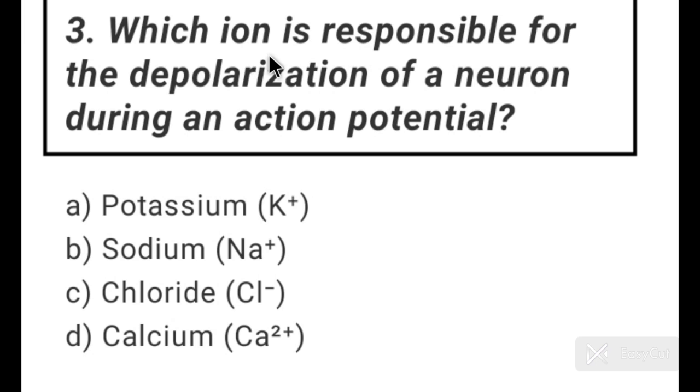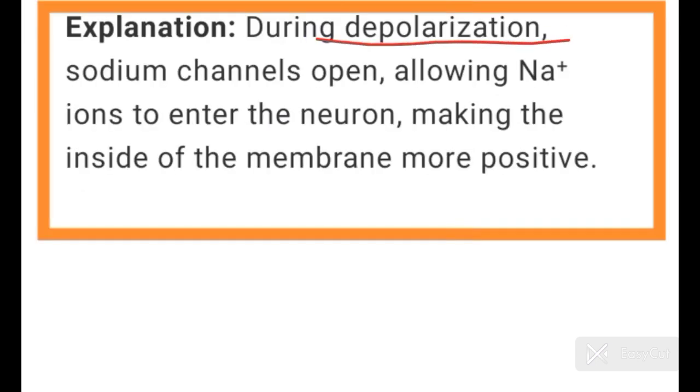Question number 3. Which ion is responsible for depolarization of a neuron during an action potential? So, during an action potential, voltage-gated sodium channels open, allowing sodium ions to rush into the neuron. This increases the membrane potential, making the inside of the cell more positive, leading to depolarization. So, option B is correct for question number 3, that is sodium ion. During depolarization, sodium channels open, allowing sodium ions to enter the neuron, making the inside of the membrane more positive.